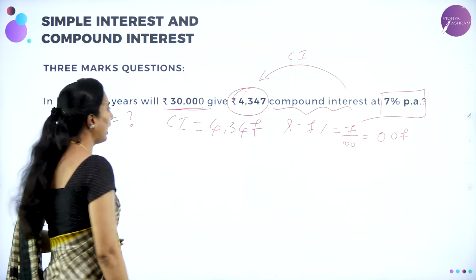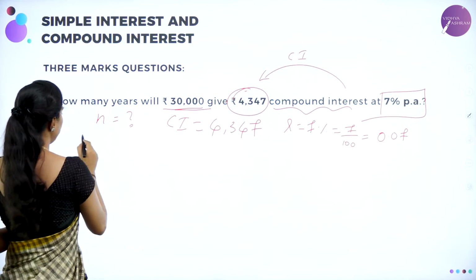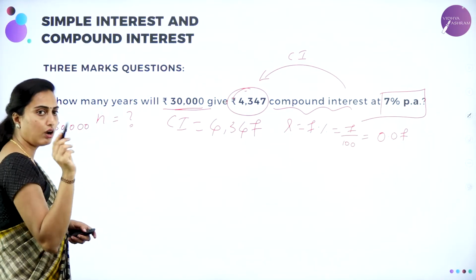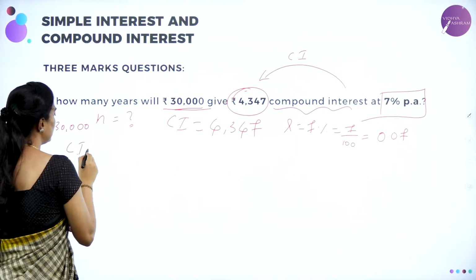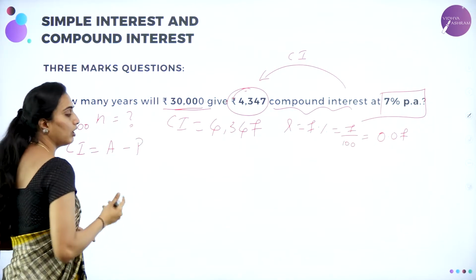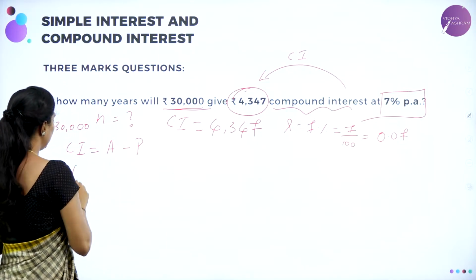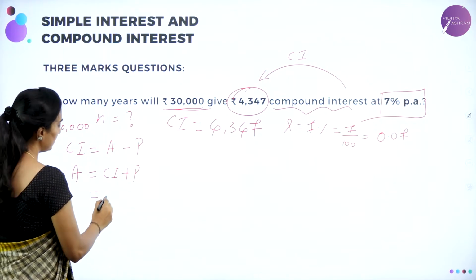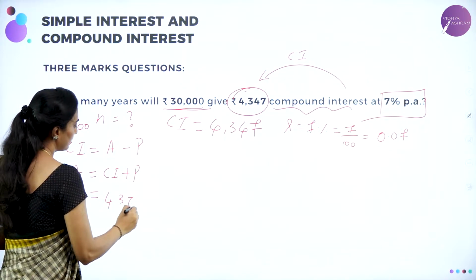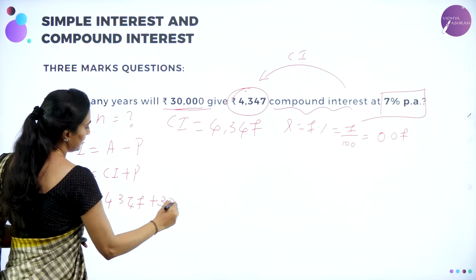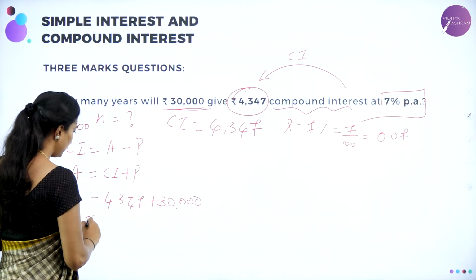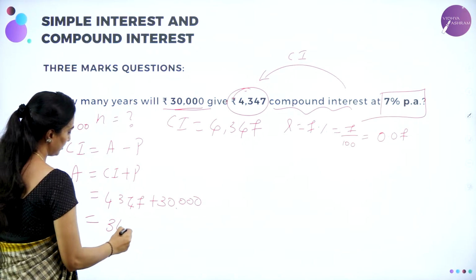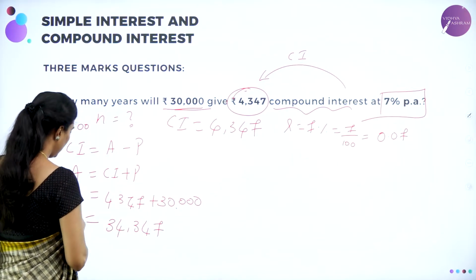So compound interest is 4,347 and R is 7%, which is 0.07, which is I. We need to calculate n. The principal amount P they have given as 30,000. Correct? Now, what will be the formula of CI? CI is equal to A minus P. Now, we can find A by calculating CI plus P, which is 4,347 plus 30,000. Correct? Which will be 34,347. That is your A.